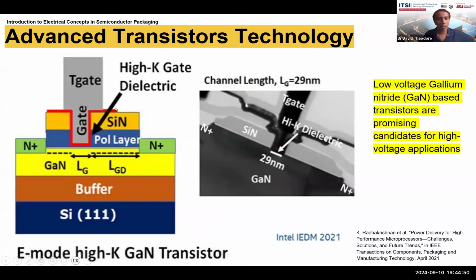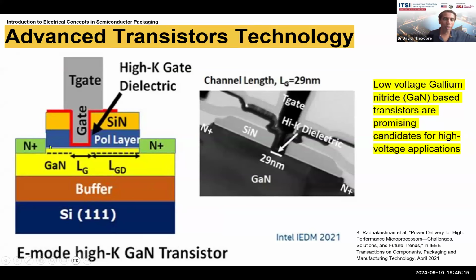So this is a schematic showing a silicon transistor. I'm sorry, it's not a silicon transistor, it's a gallium nitride transistor on top of silicon. So this is 111 oriented silicon, a buffer layer, which is typically like some kind of an oxide or something like that. Or there are other buffer layers that are used as well. Then gallium nitride, here's the N+ side of the device.